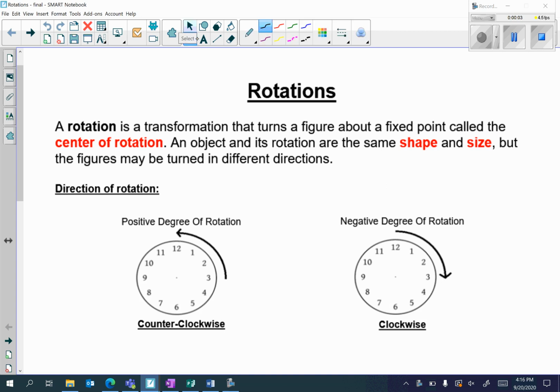Hi everyone, in today's video we're going to be discussing rotations. A rotation is a transformation that turns a figure about a fixed point called the center of rotation. An object and its rotation are the same shape and size, but the figures may be turned in different directions.